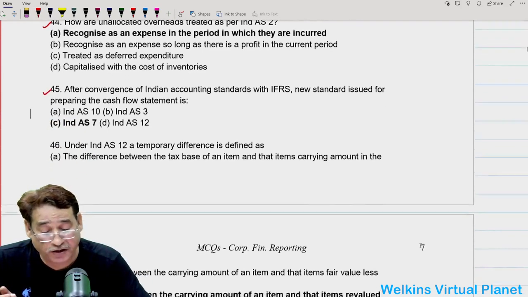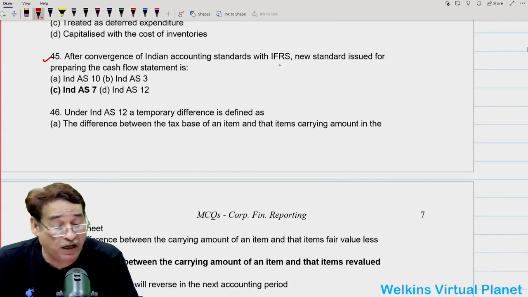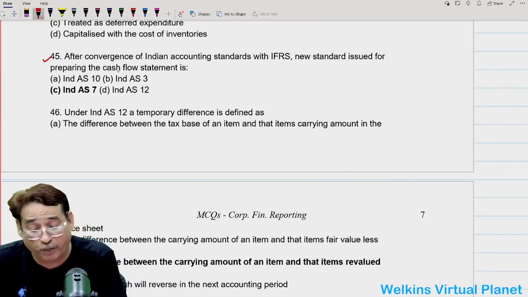45. After convergence of Indian accounting standards with IFRS, the new standard issued for preparing the cash flow statement is Ind AS 7. Correct?